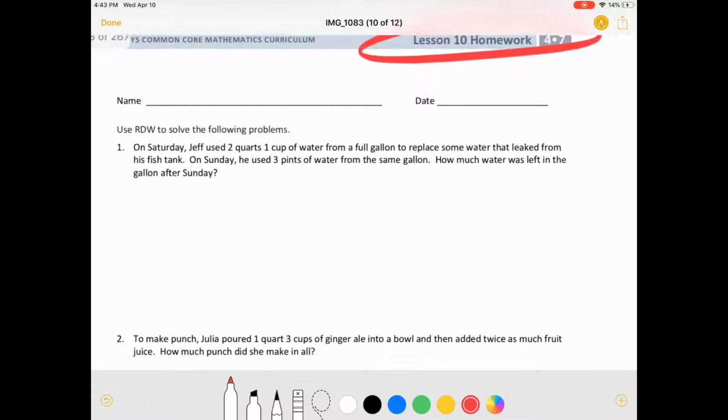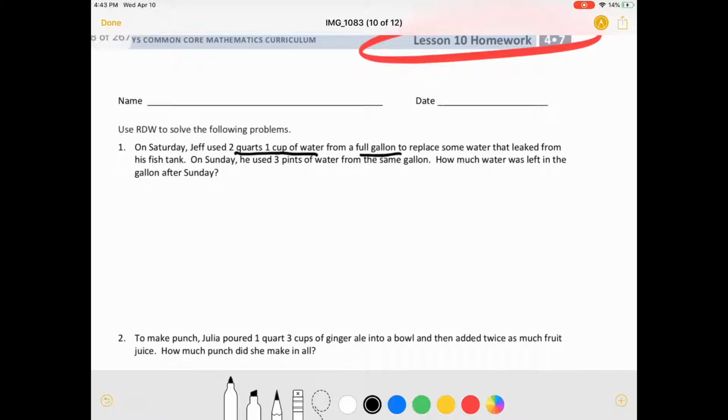It says, on Saturday, Jeff used 2 quarts and 1 cup of water from a full gallon to replace some water that leaked from his fish tank. On Sunday, he used 3 pints of water from the same gallon. How much water was left in the gallon after Sunday?